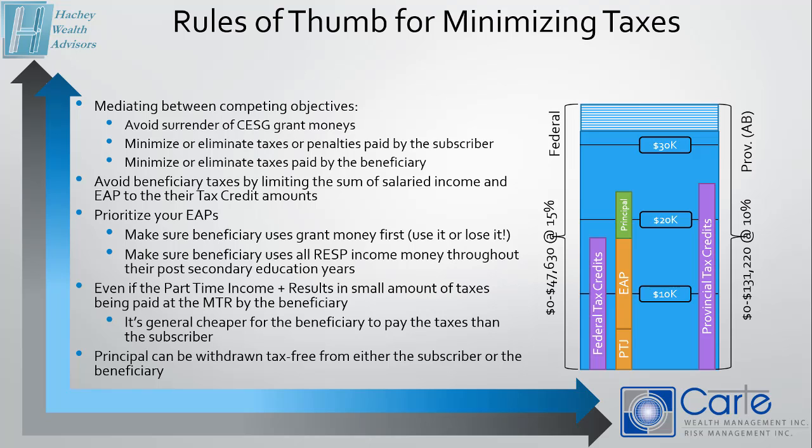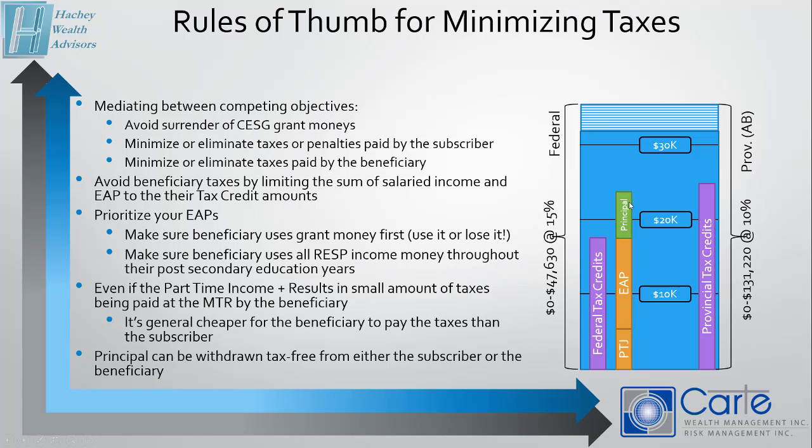If there's principal left over after the beneficiary is finished school, the principal remainder can be withdrawn by either subscriber or beneficiary tax-free. So here, just to take another look, we have the federal tax credits, which is about $18,000. In Alberta, we have more provincial tax credits. So as a rule of thumb in Alberta, if we keep the part-time income and the EAPs below the federal tax credit line, then effectively no taxes are paid.